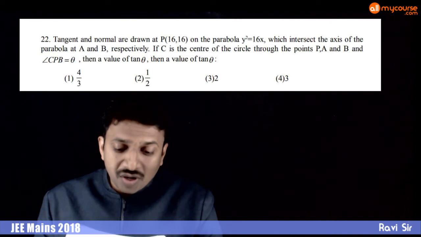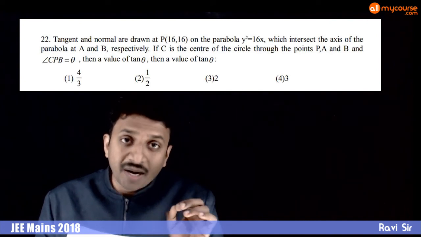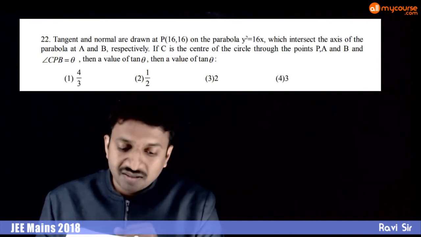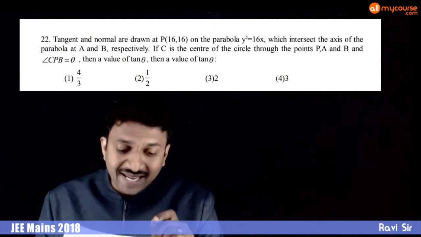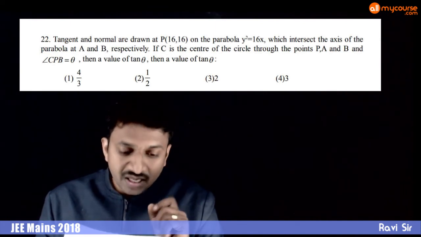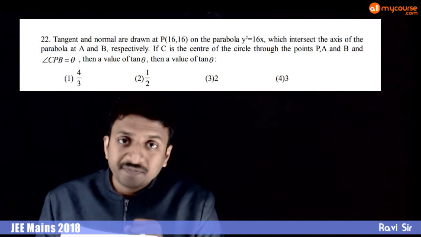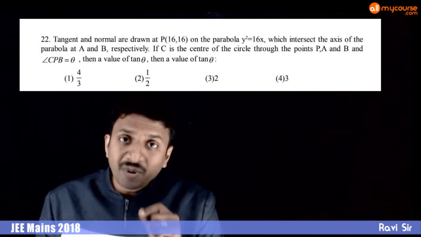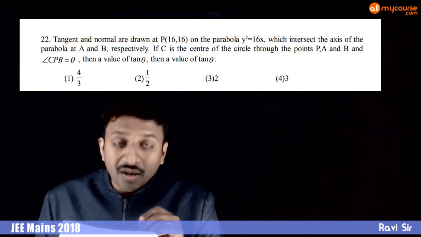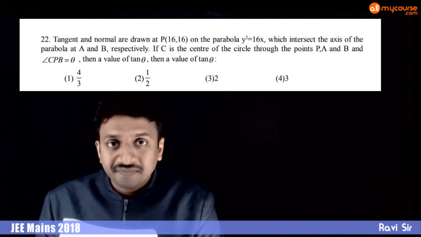Tangent and normal are drawn at (16, 16) to the parabola y² = 16x, to intersect the x-axis at A and B. C is the center of the circle through P, A and B, and angle CPB is equal to theta. What is the value of tan theta?